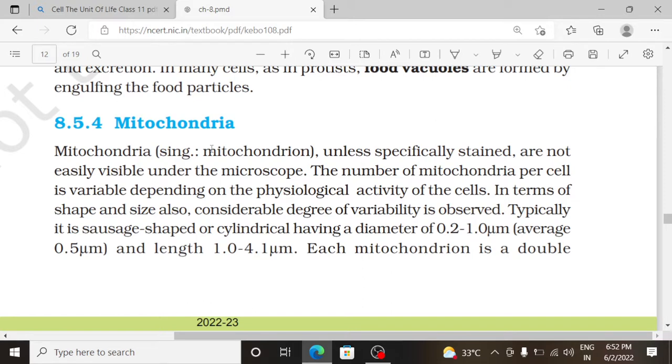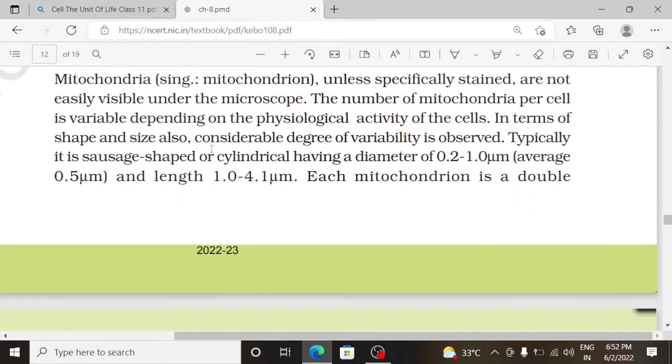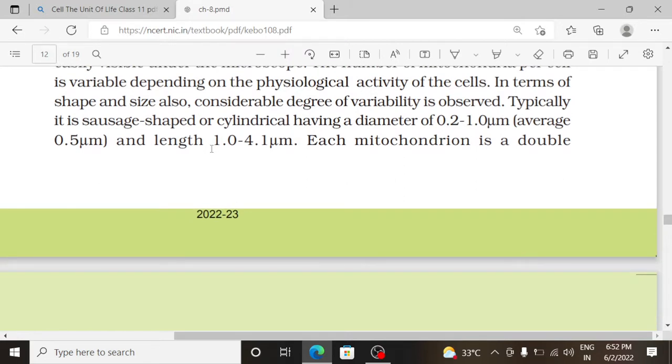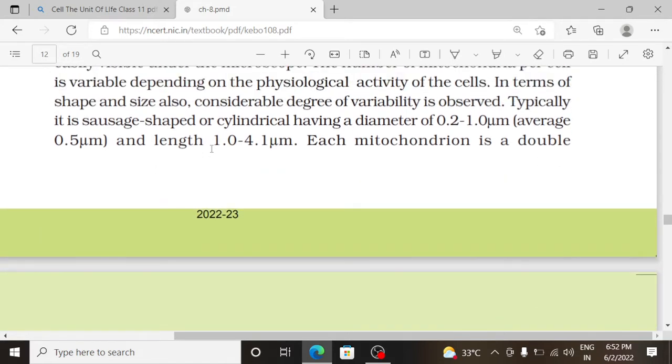Mitochondria. Singular mitochondrion, unless specifically stained, are not easily visible under the microscope. The number of mitochondria per cell is variable depending on the physiological activity of the cells. In terms of shape and size also, considerable degree of variability is observed. Typically, it is sausage shaped or cylindrical, having a diameter of 0.2 to 1 micrometer, average 0.5 micrometer, and length is 1 to 4.1 micrometer.